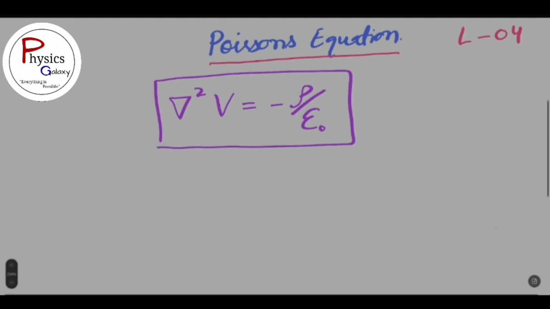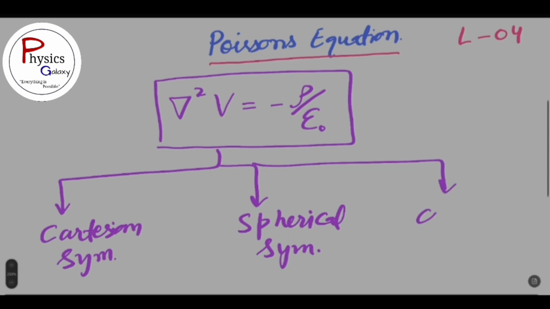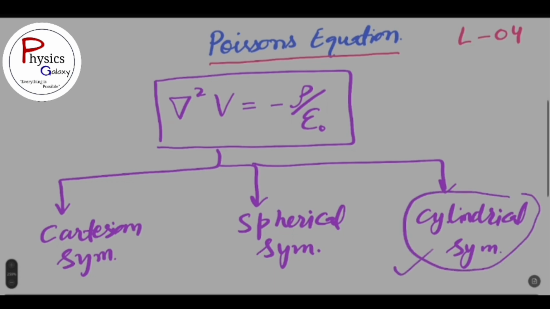What we're going to do today is to study this equation in three symmetries. One is the Cartesian symmetry, the second one is the spherical symmetry, and the third one is the cylindrical symmetry. Maybe I will leave the cylindrical symmetry for homework, or we can discuss it in the next video lecture. But today we are going to do Cartesian symmetry and spherical symmetry problems regarding Poisson's equation.